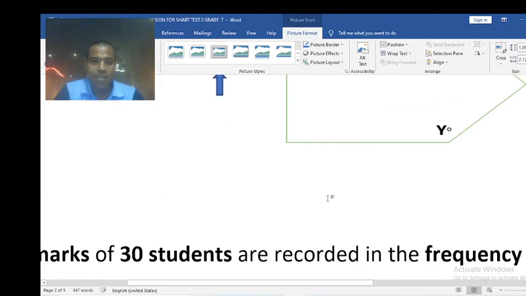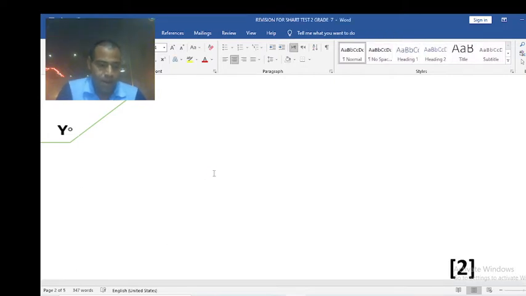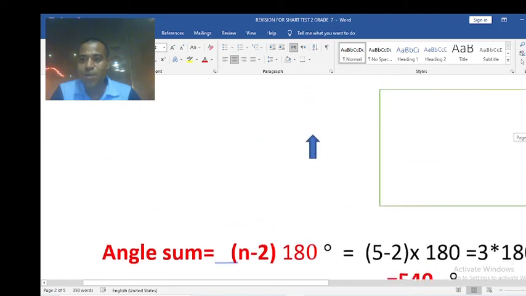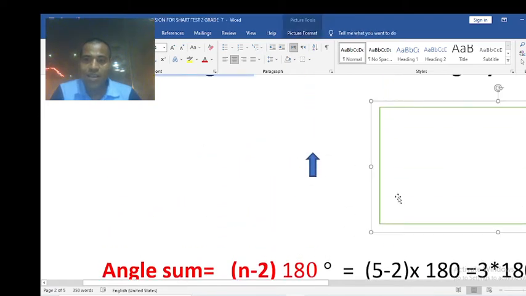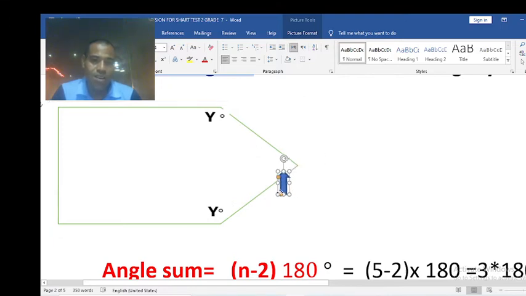So here I will write, the square, I can erase it now. The angle sum is n minus 2, first of all. n is the number of sides. You can see this polygon has 5 sides: 1, 2, 3, 4, and 5. So it's a polygon, not a regular polygon.